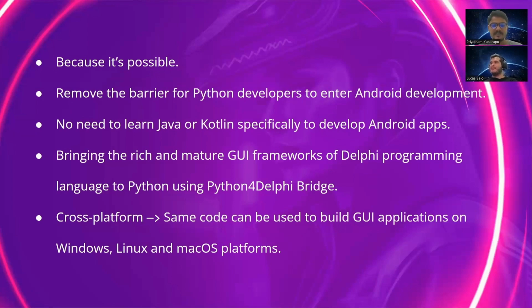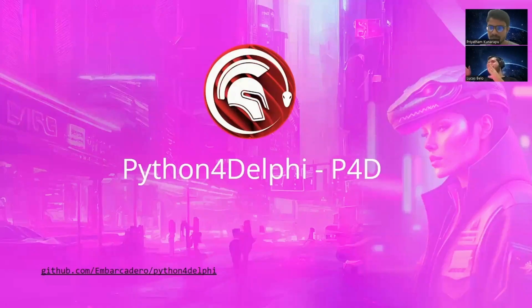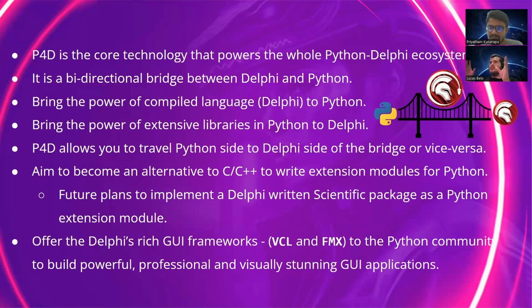Android application development majorly involves designing and implementing GUIs for applications. We want to bring the mature GUI frameworks of Delphi to Python using what we call the Python for Delphi bridge, which Lucas can speak about. Actually, Python for Delphi is the library that makes communication between Delphi and Python possible. It creates the channel to bind Python and Delphi types and enables the interaction between them. Yeah, exactly.